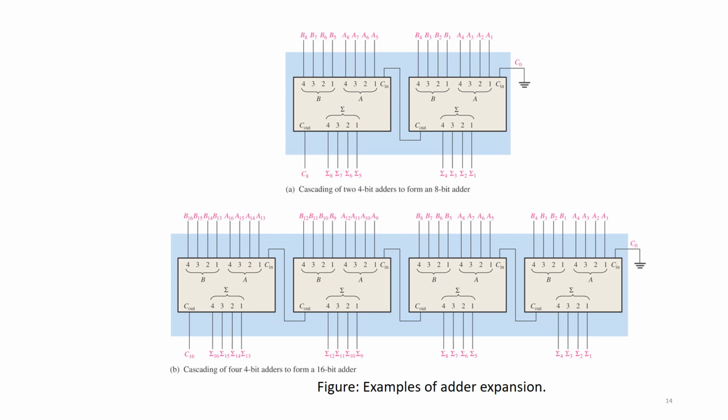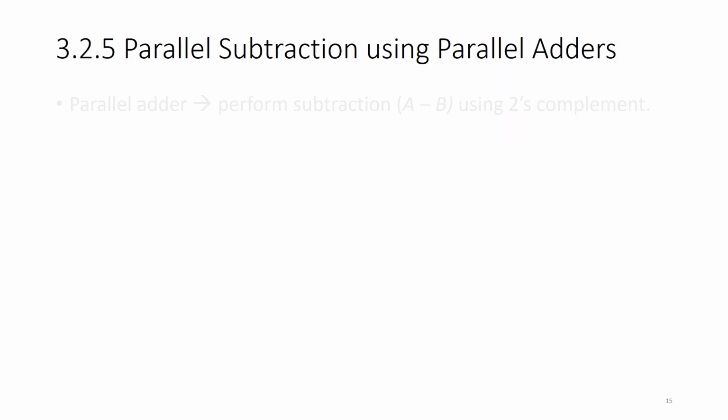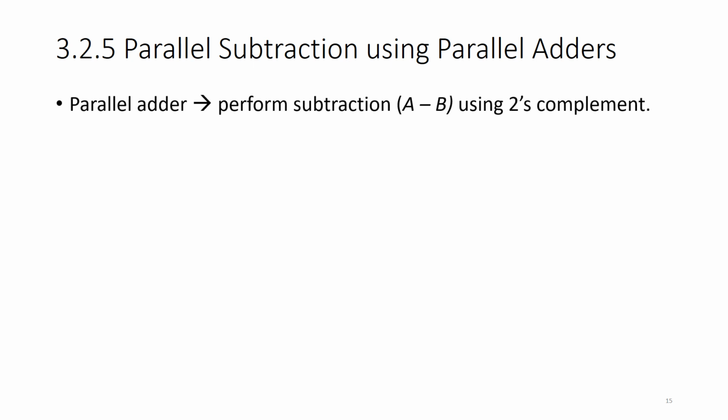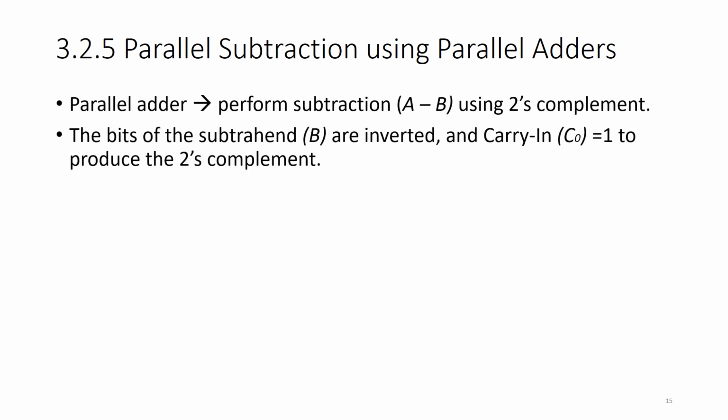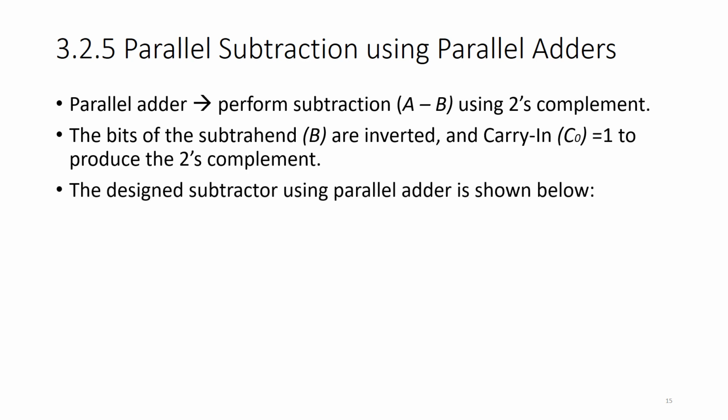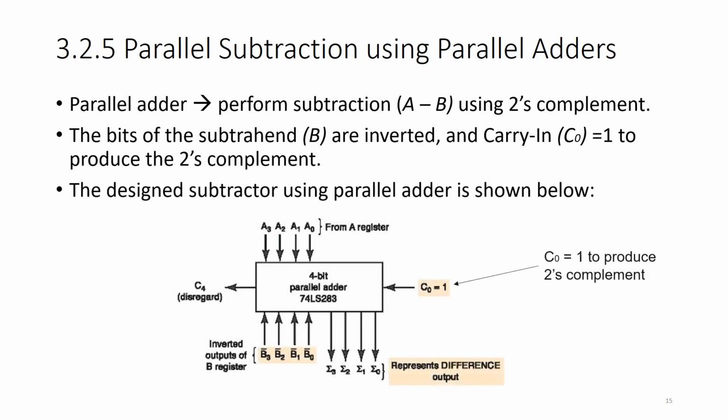four 4-bit adders. For subtraction, for A minus B, we can use 2's complement. The bits of the subtrahend, or B, are inverted and for the carry in, we feed in value 1 to produce the 2's complement. That means we add 1. The design of a subtractor using a parallel adder is shown here. So the B is inverted and C0 or Cin is equal to 1 to produce the 2's complement. The rest remains the same.